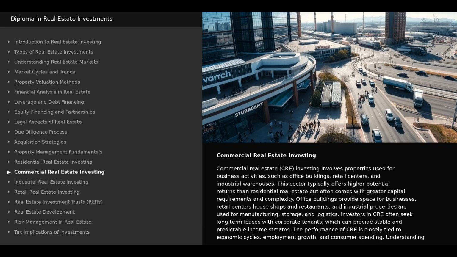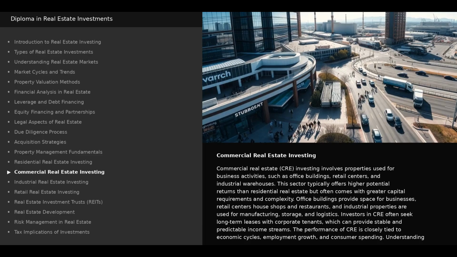Commercial real estate investing. Commercial real estate (CRE) investing involves properties used for business activities, such as office buildings, retail centers, and industrial warehouses. This sector typically offers higher potential returns than residential real estate, but often comes with greater capital requirements and complexity. Office buildings provide space for businesses, retail centers house shops and restaurants, and industrial properties are used for manufacturing, storage, and logistics.